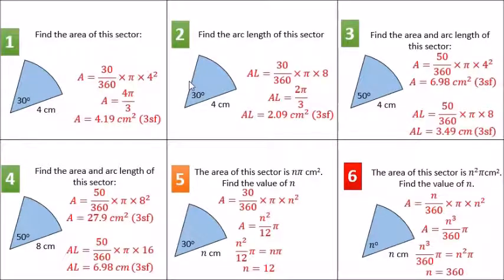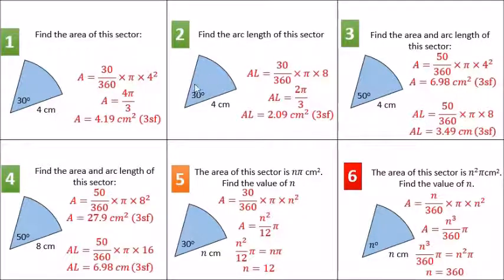So here are the answers to those 6 questions. For question 1 and 2 we have exactly the same shape. In 1 we're finding the area, in 2 we're finding the arc length. Here we have 30 degrees, so the fraction of the circle is 30/360ths. The radius is 4, so we have for the area 30/360ths multiplied by pi times the radius squared, or pi times 4 squared. That simplifies to 4 pi over 3, which is 4.19 centimetres squared.